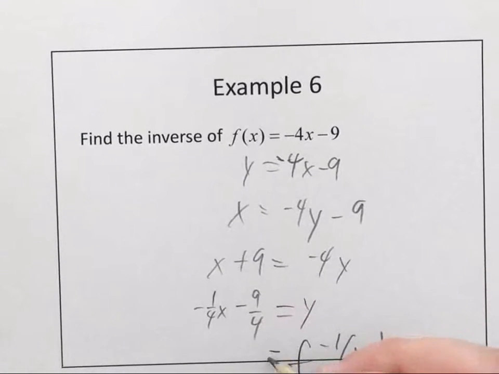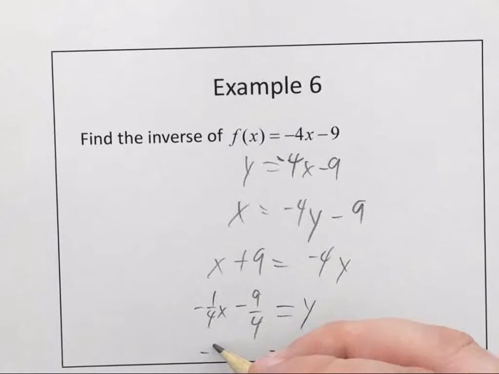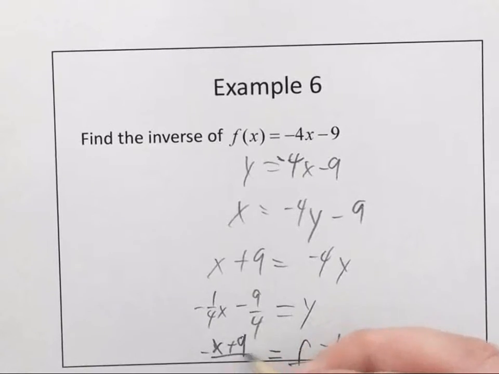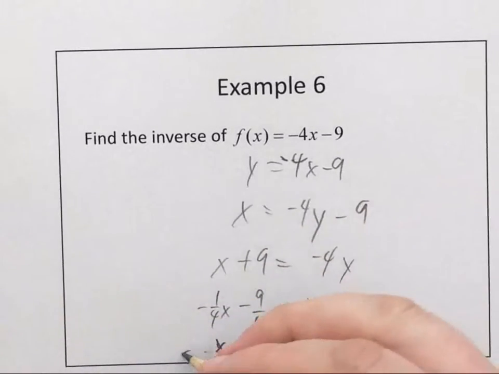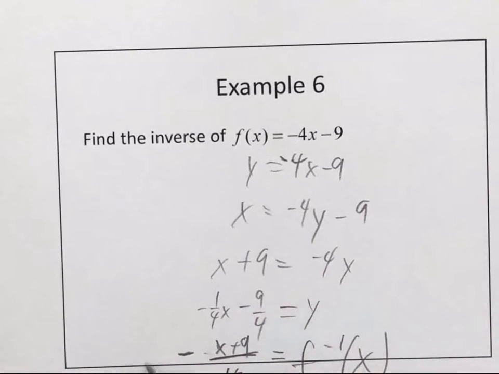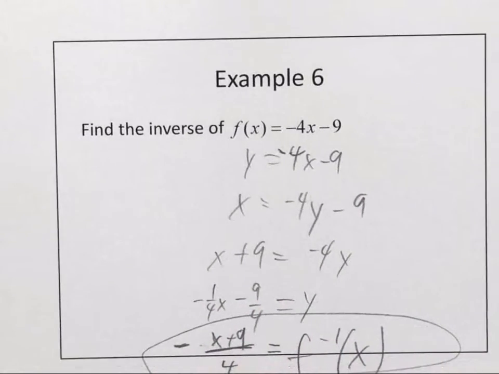Honestly, if you left it like that, it's fine. Otherwise, you can write it as negative (x plus 9) over 4. Make sure that negative is obviously out front of the fraction. You can write it a couple different ways. Either way is fine.